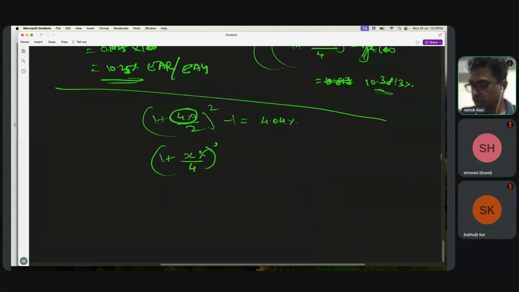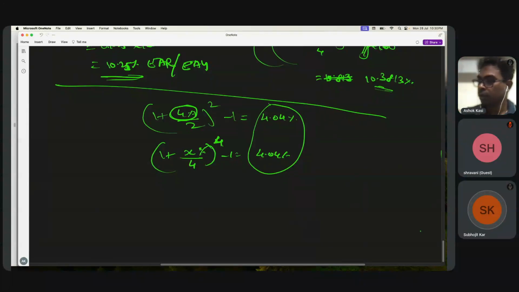So I get 4.04 percentage. Compare means what? Compare means both should be equal. Okay, this is what it means. You understood the question? Yes, sir. Okay, now how to do this?